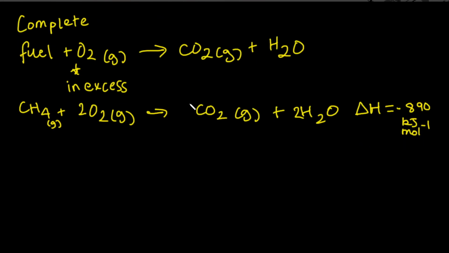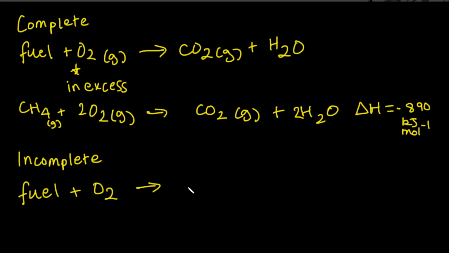Moving on now to incomplete combustion. The main thing that separates this from complete combustion is the fact that the oxygen gas will be the limiting reactant. So there are various different types of incomplete combustion reactions, but the most common one is something like this, in which you have the same reactants, but you produce carbon monoxide instead, and you still have the water.